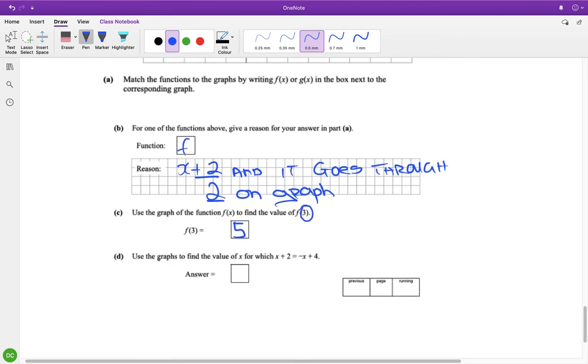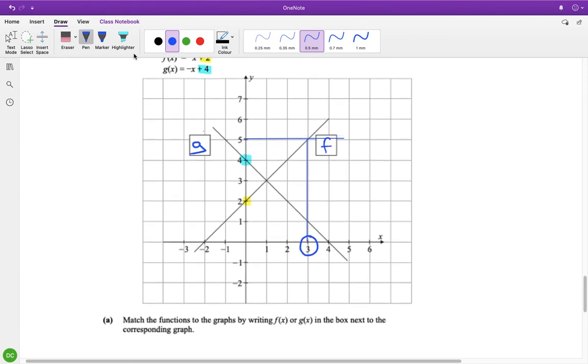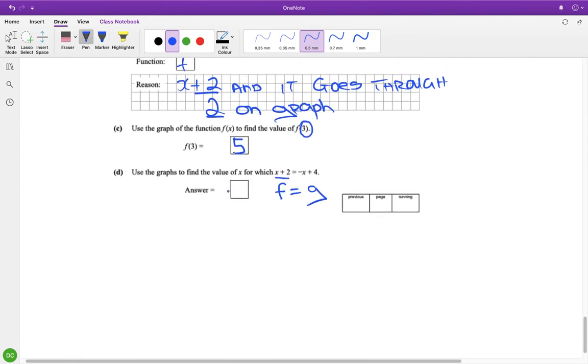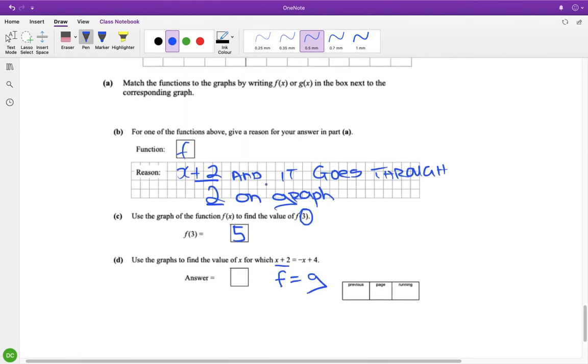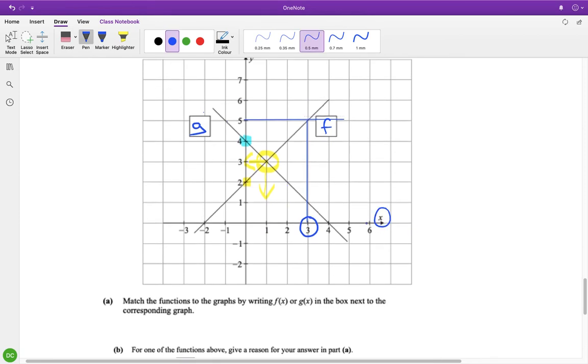Then use the graph to find the value of x for which f equals g. So x plus 2 is f, and minus x plus 4 is g. So where does f equal g? You can see it here. If I look down, that is 1, and if I look left, that is 3. The question asks to find the value of x. x is the one that's here, so it's 1.